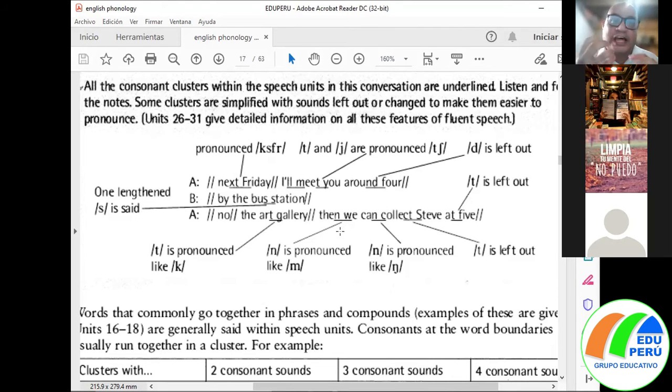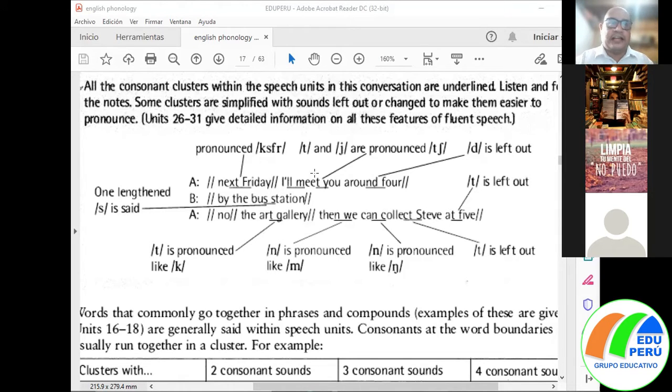When you do that, you can have your accent more like a native speaker, because native speakers usually use these features of connected speech when they speak in daily life. So they are used to speaking in this way, and we need to try to do the same in order to have this accent.